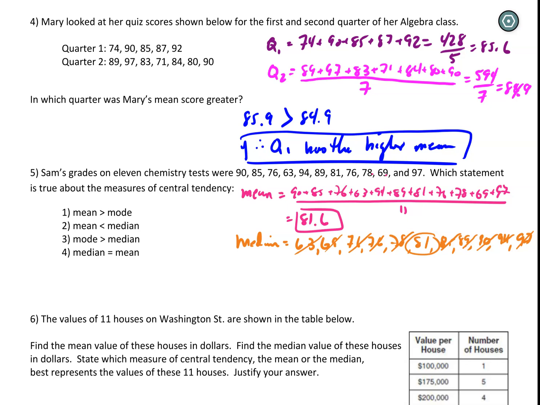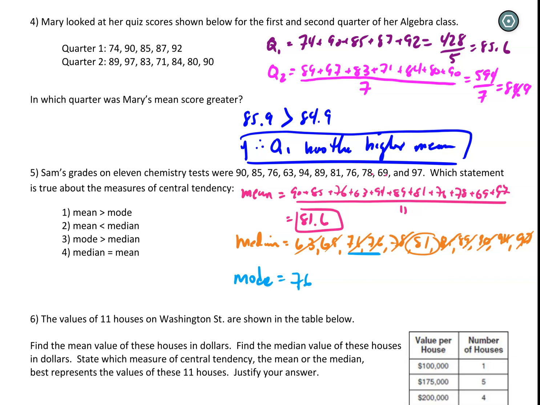And last but not least, my mode, which since we already have it in order, makes it a little easier to do. I notice I got 76 twice. Nobody else has a duplicate, so 76 is in fact my mode. And now I'm just going to take all 3 of those pieces of information and check each one, going through here.